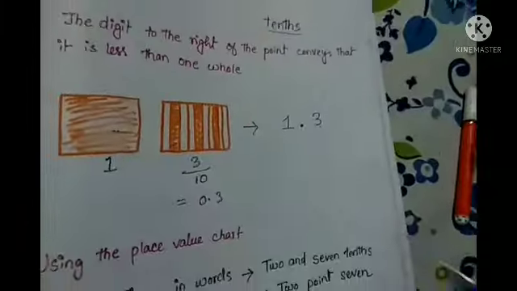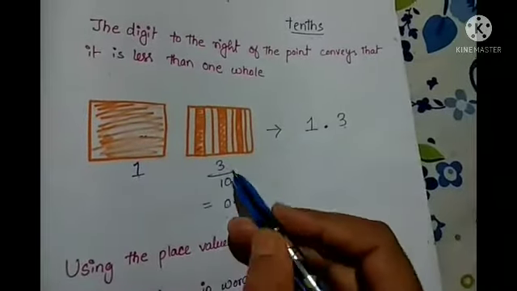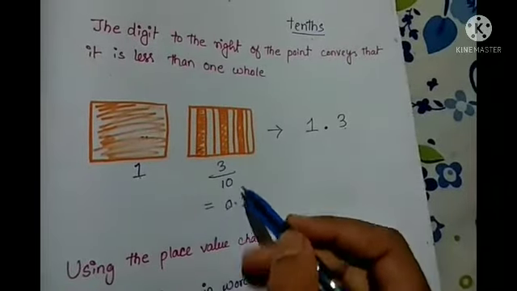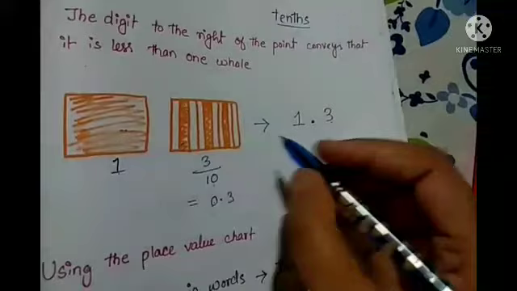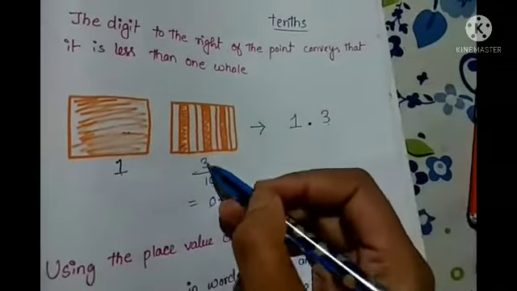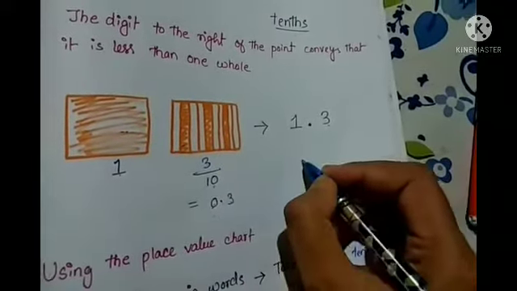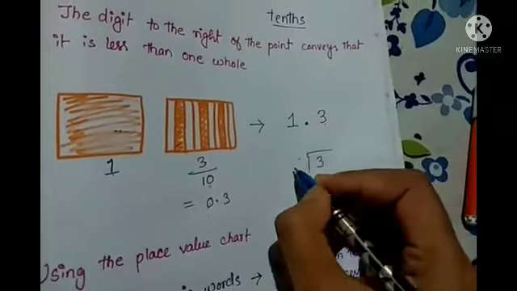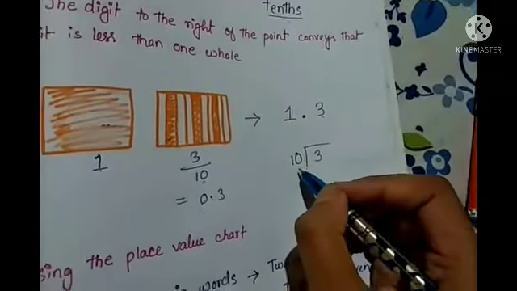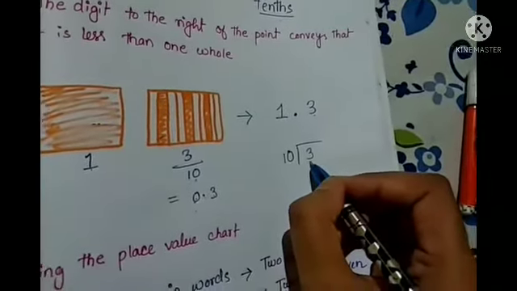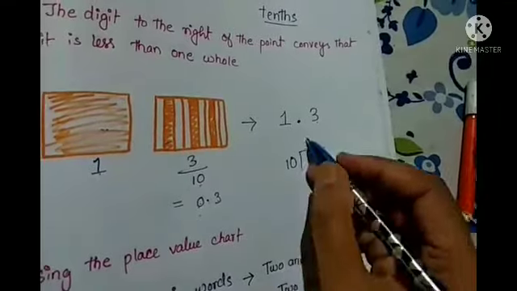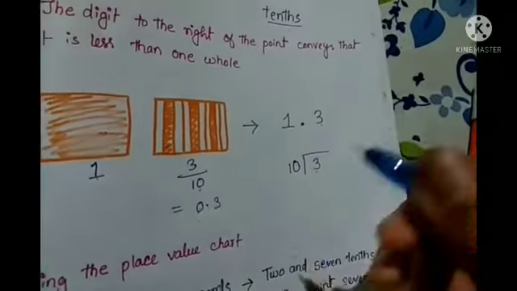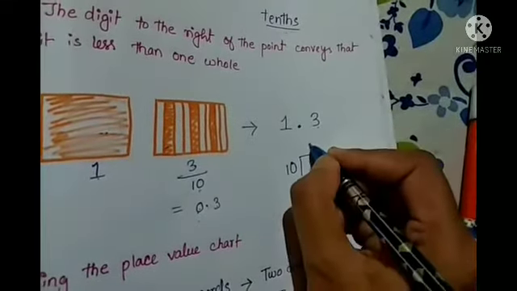Okay. Now I'll show you how you are getting this 0.3 from 3 by 10. So similarly, as you know, 3 by 10, that means division, right? So what you have to do, you have to divide 3 by 10. Now you see, divisor is greater than dividend. So in this way, we cannot divide. So for that, you have to put one point over here.